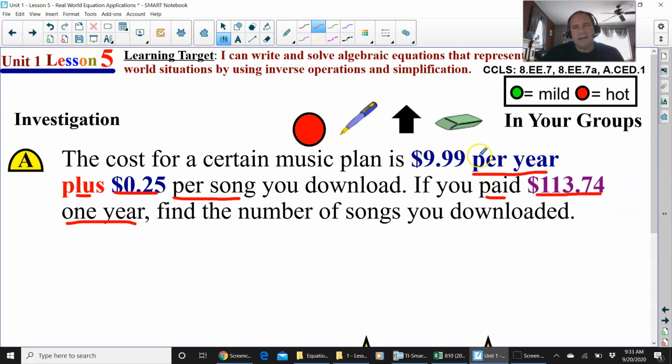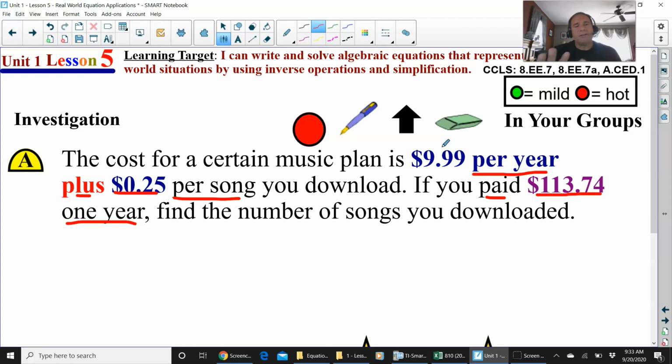So is this $9.99 going to be charged over and over and over again? No, it's not. It's only going to be charged once. So this is your initial value. Your $9.99 is only charged once, so the variable does not go next to that.